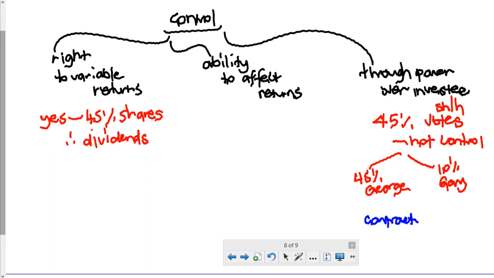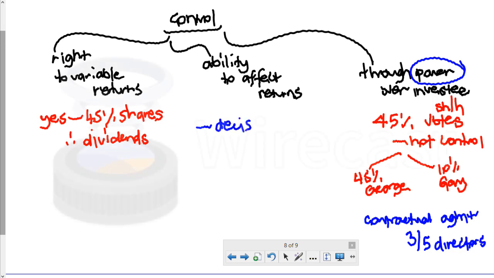Contractual agreement, 3 of the 5 directors. Okay, so do you agree that that's power? So our power over the investee is that we can appoint 3 of the 5 directors. Who makes decisions in the company? Decisions are made by the directors, aren't they?